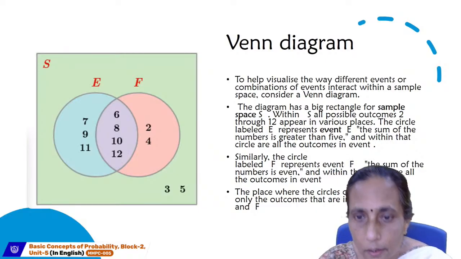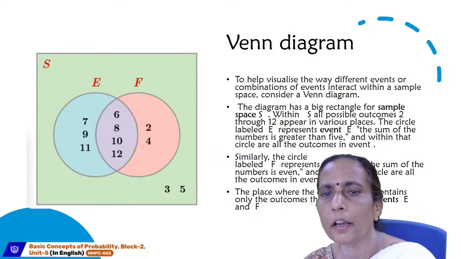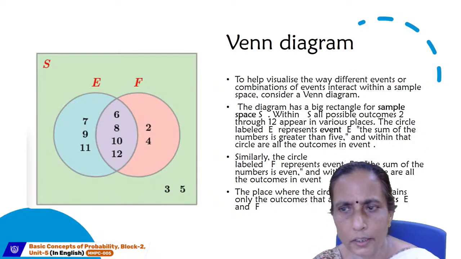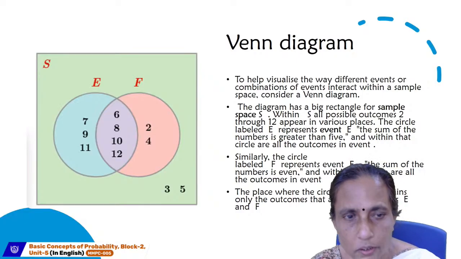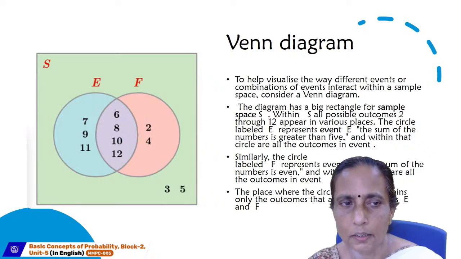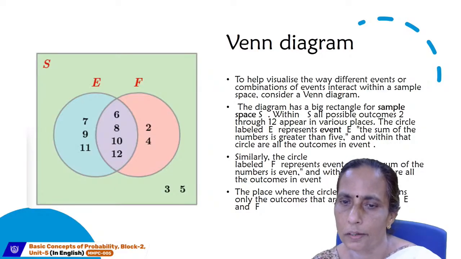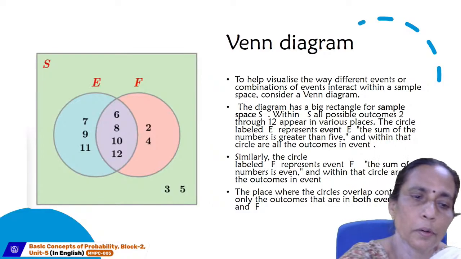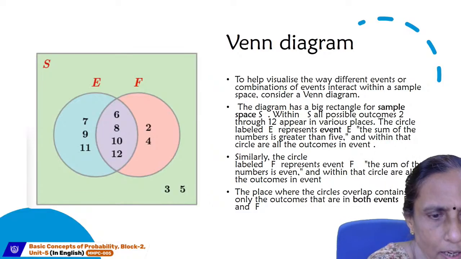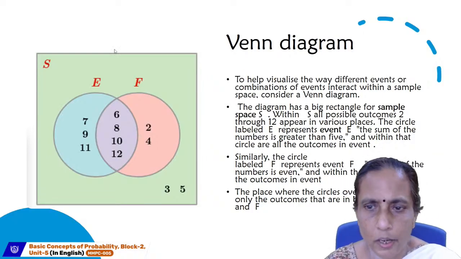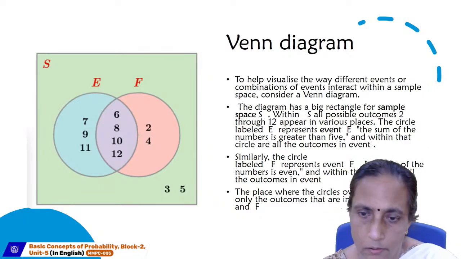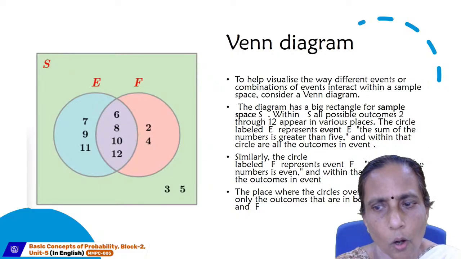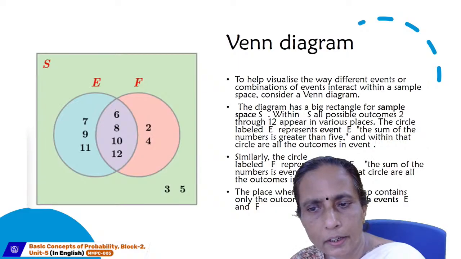Okay. So we can represent E union F or E intersection F using a Venn diagram. In a Venn diagram, each event or set is represented by a circle, and the sample space by a rectangle or square, to help visualize the way different events or combinations of events interact with the sample space. This diagram has a big rectangle which represents my sample space, all the possible outcomes I can get when I perform a random experiment. Within it, all possible outcomes through 12 appear in various spaces.